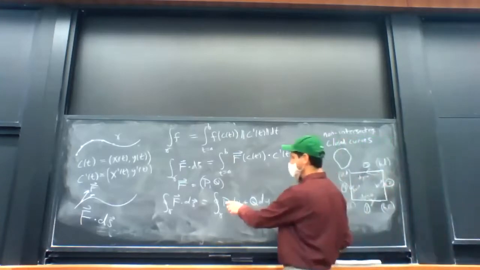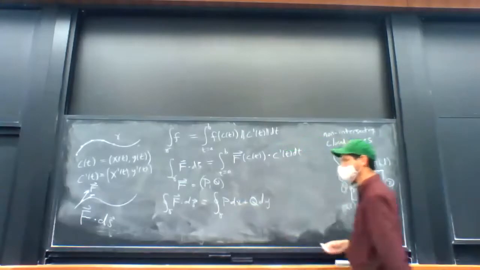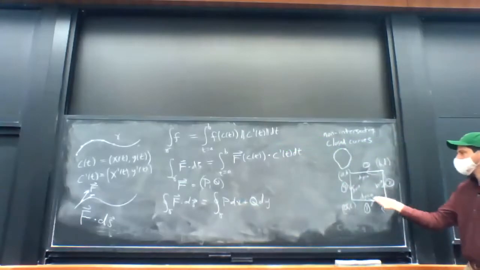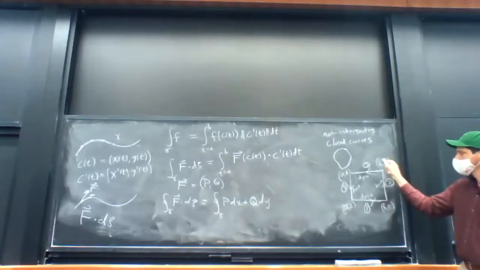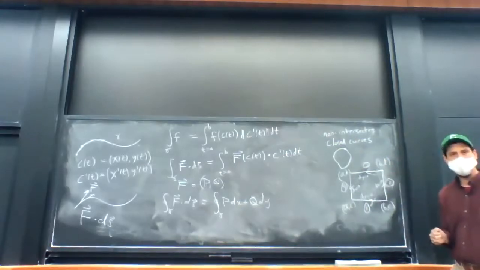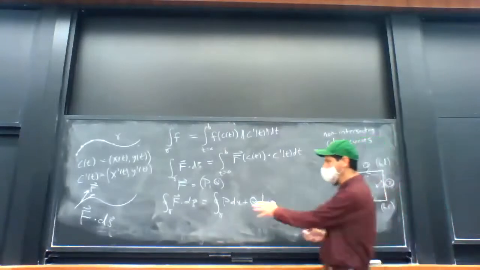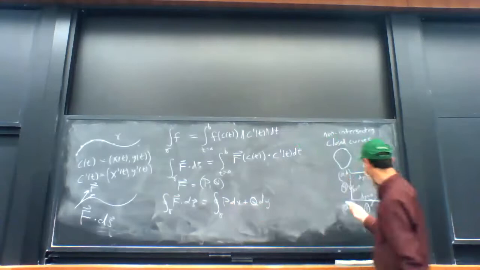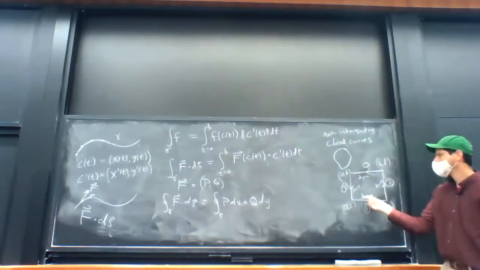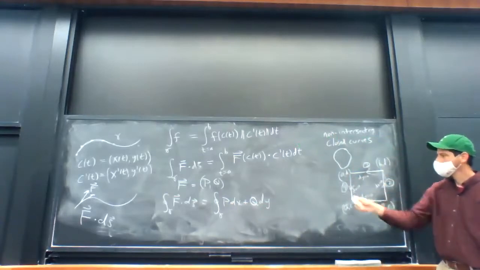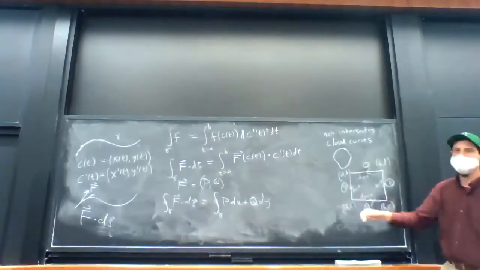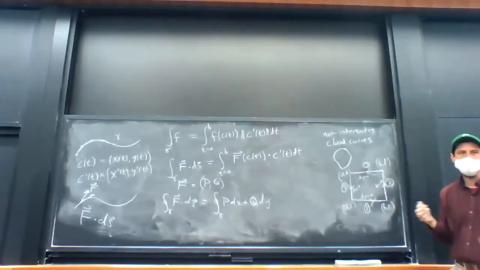So there's no contribution for the integral of p dx along sections 2 and 4. Similarly, for q dy, I can really view this as integrating p over 1 and 3, and this is integrating q over 2 and 4. The other integrals are just going to be zero.